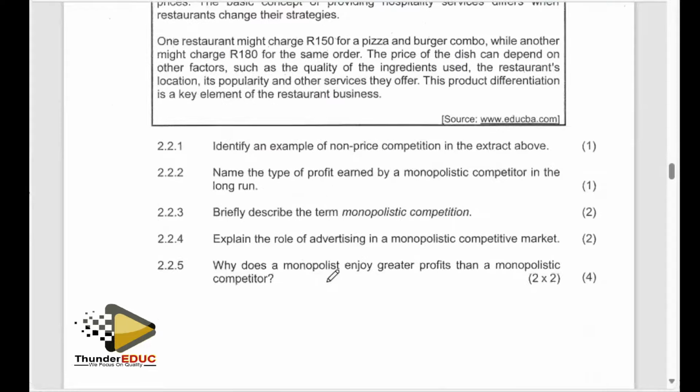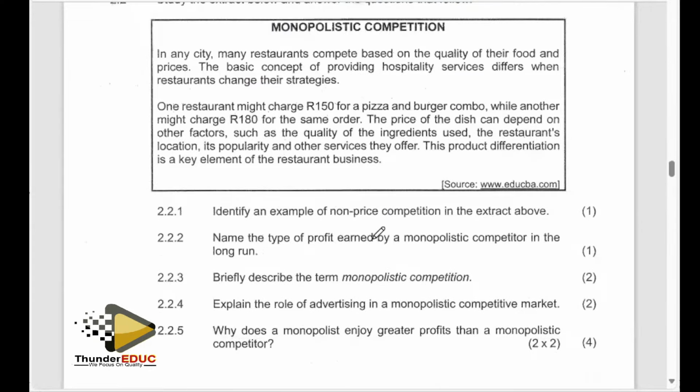Okay, right. So now identify an example of non-price competition in the extract above. So now it can be what? It can be the location. If you want to beat the competition, make sure that you check the location where your business is going to be located. So now in that regard, it means that you are not going to tempt with the prices that you have actually set for the products or your services. Okay, right. So now let's check out 2.2.2.